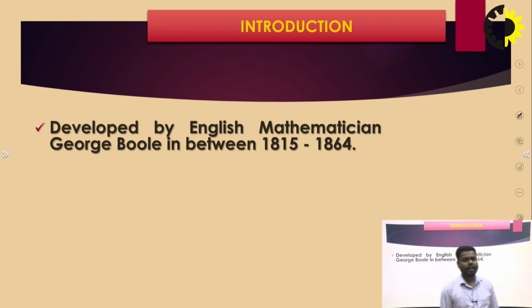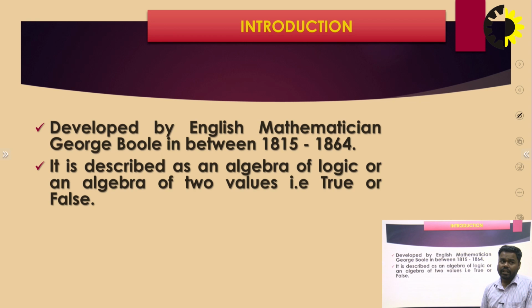Boolean algebra was developed by the English mathematician George Boole, between 1815 and 1864. The mathematician, the scientist who invented Boolean algebra, his name is Boole. That's why the name is Boolean. He founded it and developed it. Next, it is described as an algebra of logic, or an algebra of two values, true or false. I have told you the computer understands 0 and 1. What is 0? 0 means false, 1 means true.